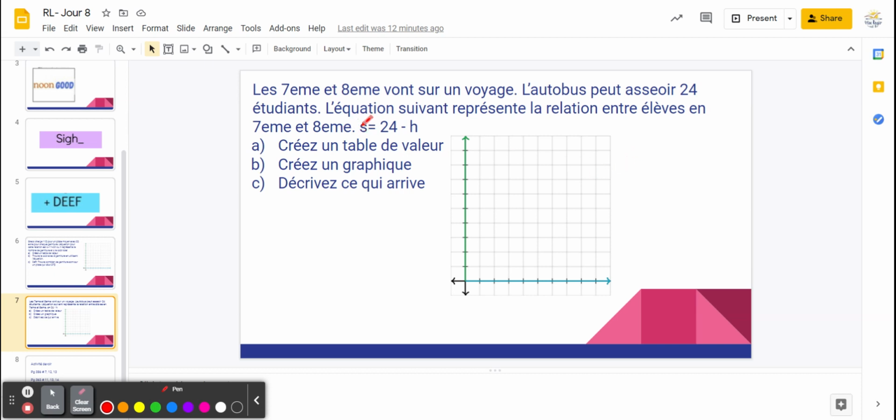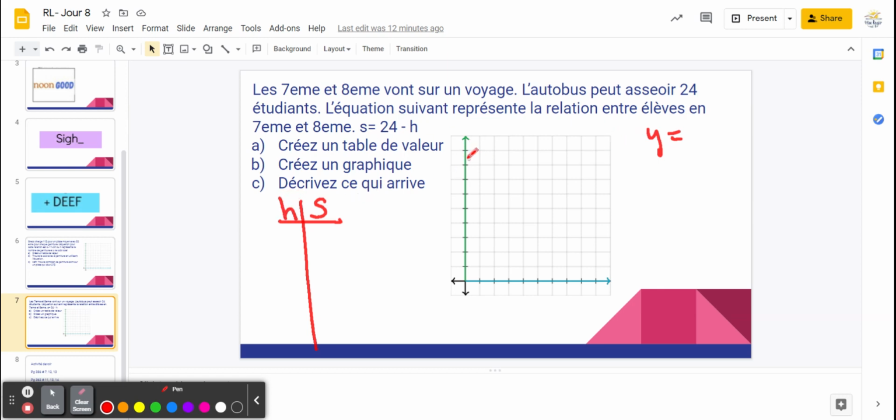So in this case, the S is going to be our 7th graders, and the H is les 8e, the 8th graders. So the first question says, créer une table de valeur, just like we always start. Okay. So again, I always take the value that's normally where we'd see our Y, and I place that where we have our Y in our table of values. So it's S. Okay? And then our H is going to be our X value.